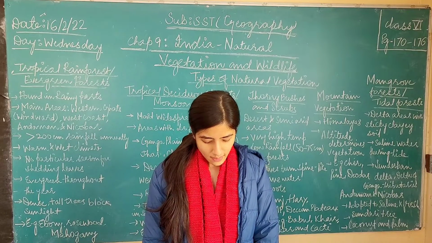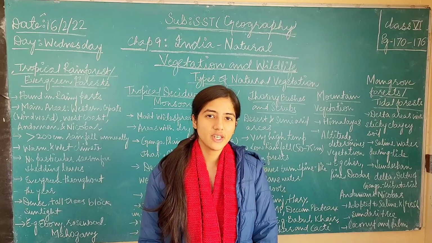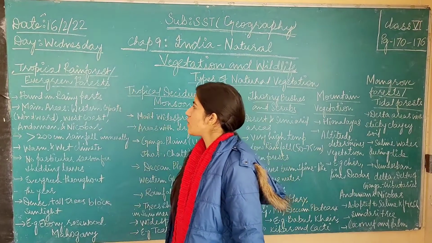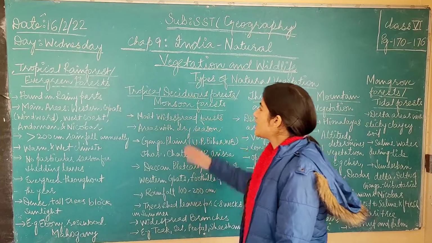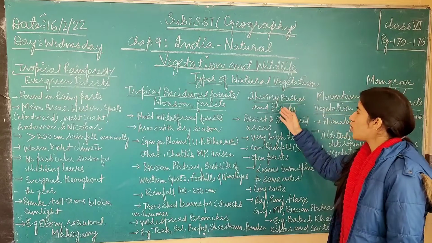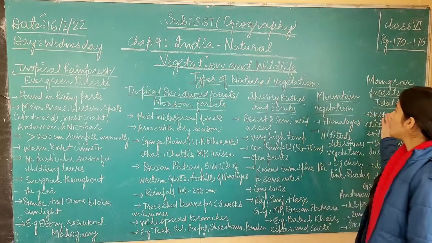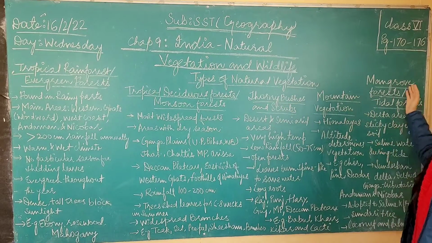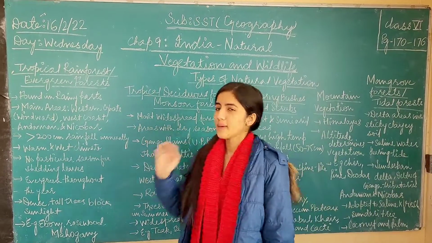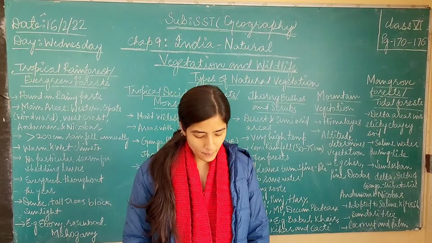So see, there are mainly 5 types of natural vegetation in India. The first one is the tropical rainforest or evergreen forest, and the next one is tropical deciduous forest or the monsoon forest, and the third one is thorny bushes and scrubs, and the fourth one is mountain vegetation, and the fifth one is mangrove forest or tidal forest. These are the 5 types of forests which are there in our country in different parts.